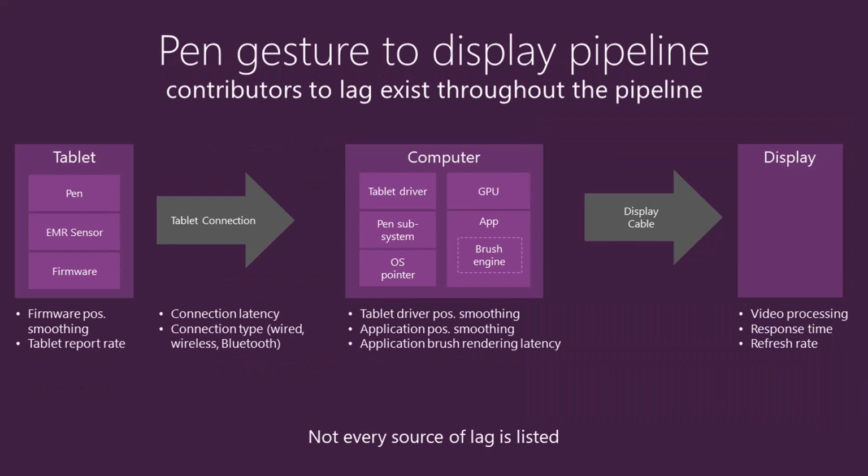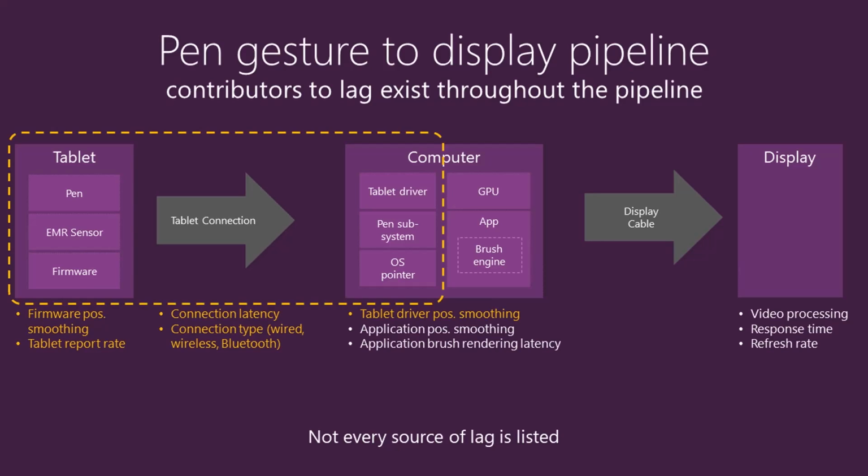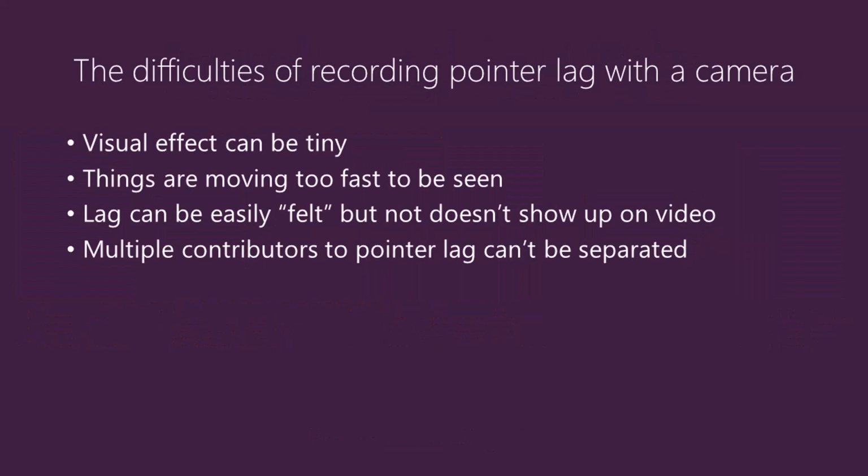This is the pen gesture to display pipeline diagram. I showed it to you in the first episode to help frame the discussion for both pointer lag and brush lag. Because we are talking about pointer lag in this video, I've highlighted the relevant regions on the diagram in orange. Recording pointer lag with the camera is very difficult.